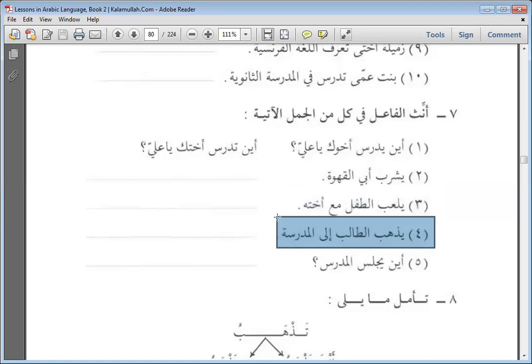يذهب الطالب إلى المدرسة. The student went to the school. So we change الطالب to feminine. We will get what? It's on a تاء مربوطة. What do we get? الطالبة. So how do we change the sentence? Instead of يذهب, we have تذهب الطالبة إلى المدرسة. Simple, right? يذهب، تذهب. So say again after me. تذهب الطالبة إلى المدرسة.